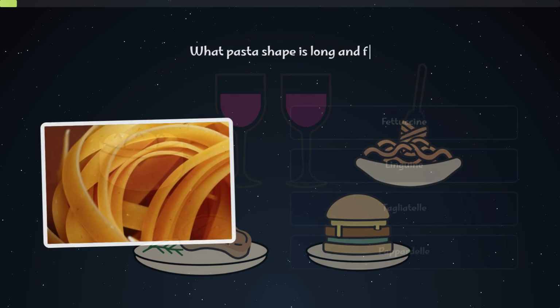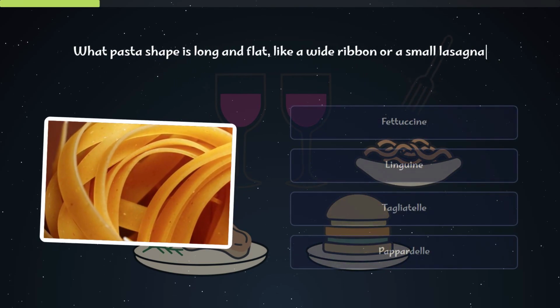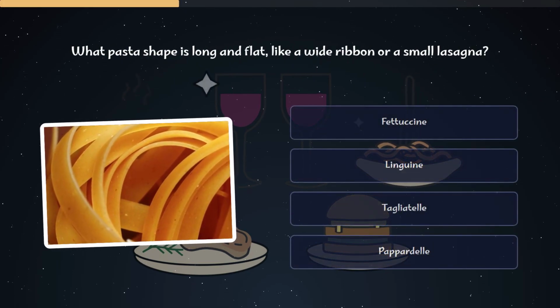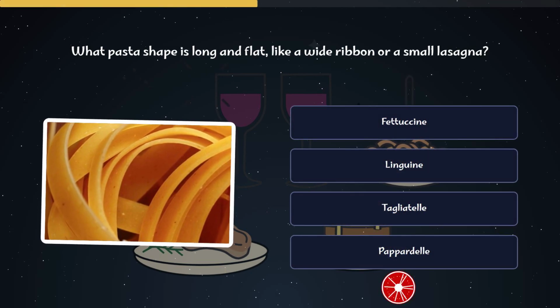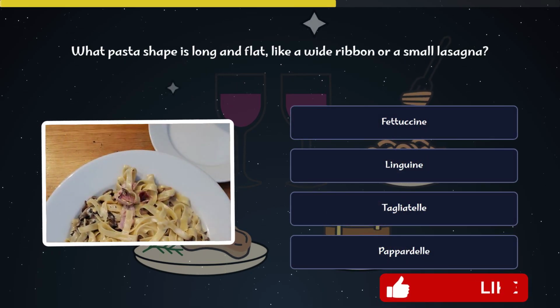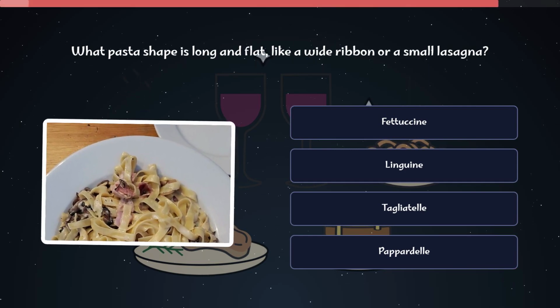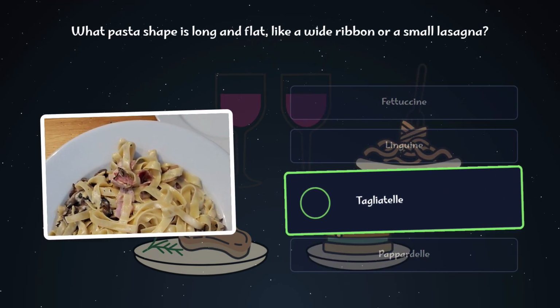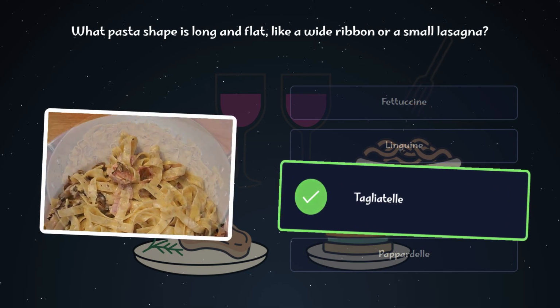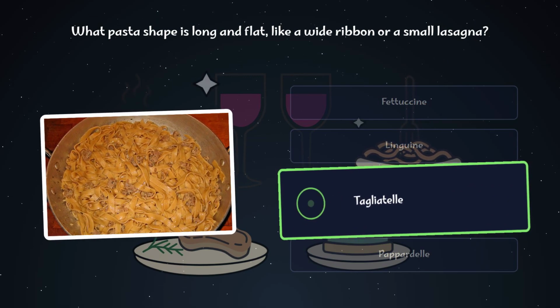What pasta shape is long and flat, like a wide ribbon or a small lasagna? Tagliatelle is the correct answer. These long, flat ribbons of pasta are a classic in Italian cuisine.